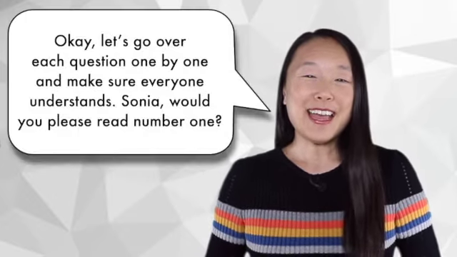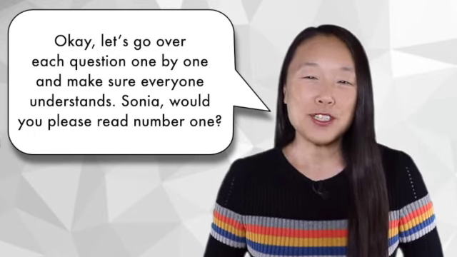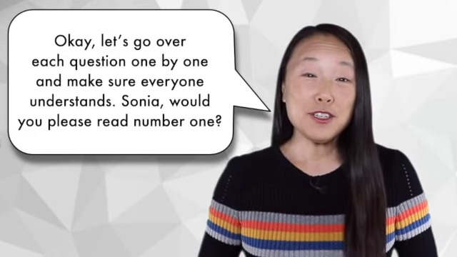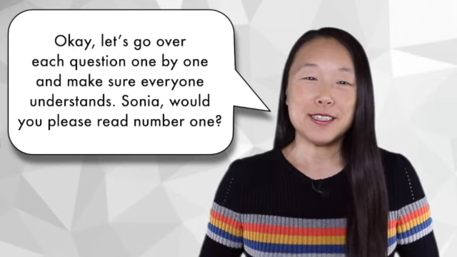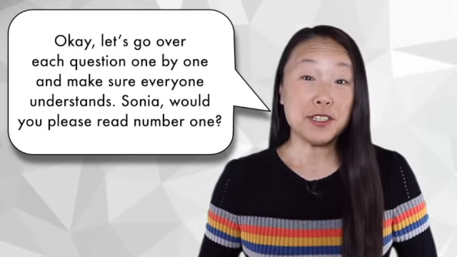Step 4. Go over the questions. Once all students receive a handout and have a partner, the teacher can go over the questions on the handout to check for students' understanding. This process supports student comprehension. There are several ways to do this. "Okay, let's go over each question one by one and make sure everyone understands. Sonia, would you please read number 1?"